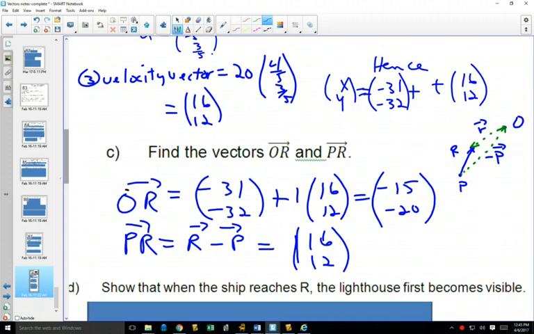And if you put in R, which was (-15, -20), and you subtract (-31, -32), you'll get (16, 12), which should make sense because what have we done? From P to R was just traveling 1 hour, and how far do we go every hour? We go 16 to the right and 12 up. So it should make sense that P to R would be the same as our velocity vector.